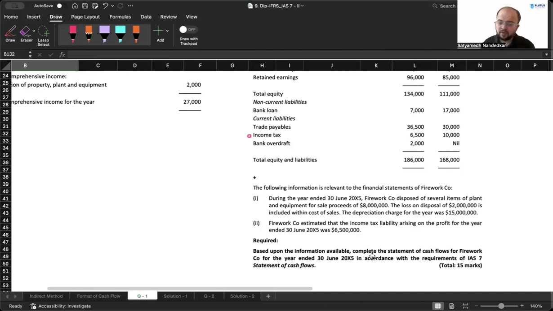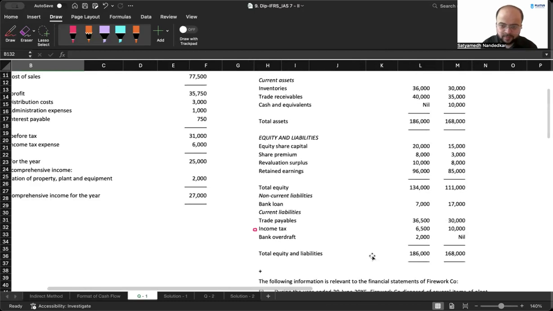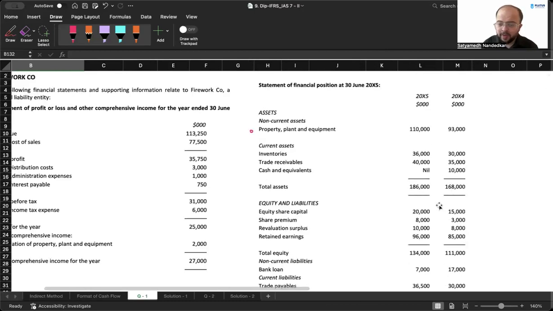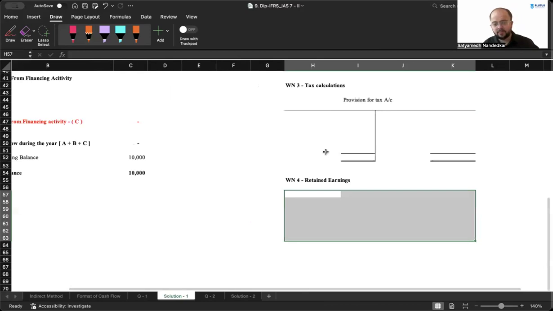Loss on disposal was 20. It is included in cost of sale. Depreciation charge for the year is 1.5 crores. Now let's start here. Property, plant and equipment has an opening balance of 93,000 and a closing balance of 1,10,000.